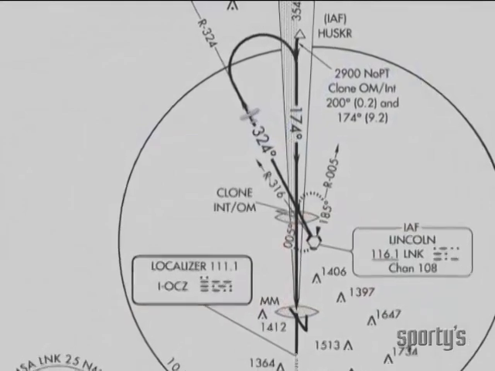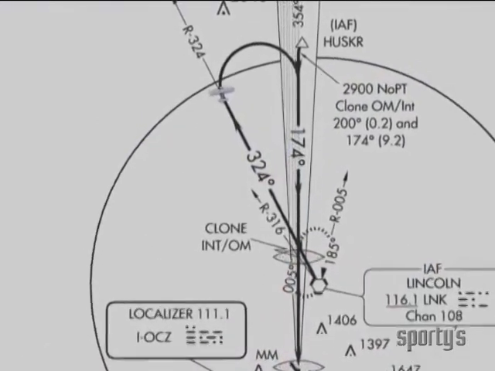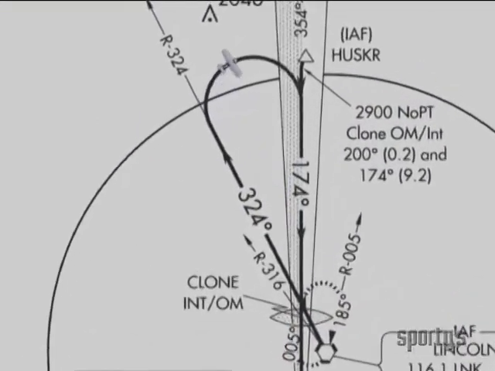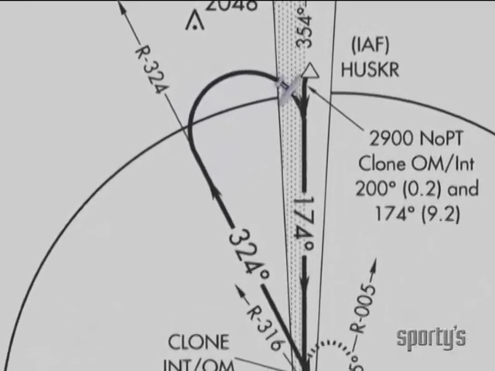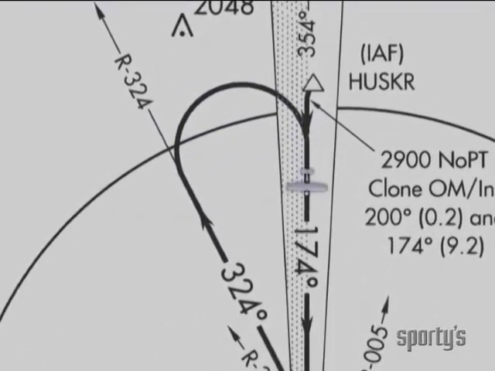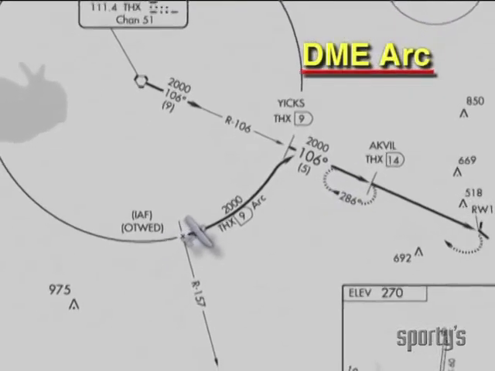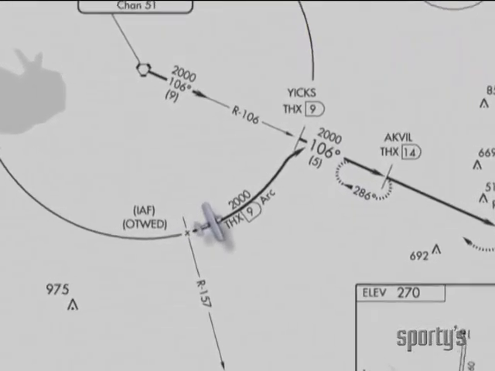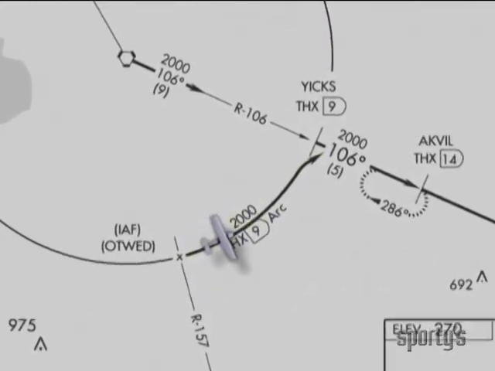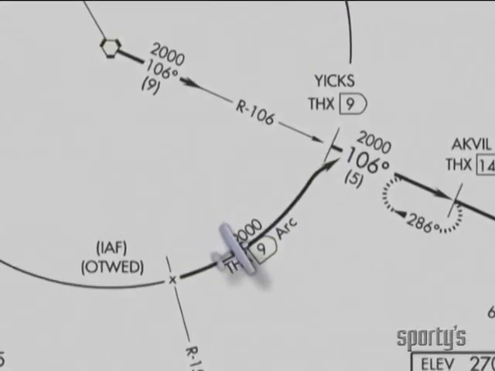If the chart shows a procedural track, such as a teardrop, where you fly outbound on one radial and then turn and fly inbound on another, that procedure must be flown as charted if you do a procedure turn. Another example of a procedural track would be a DME arc. At Beeville Municipal in Texas, the DME arc is at 2,000 feet, 9 miles from the Three Rivers Vortac.